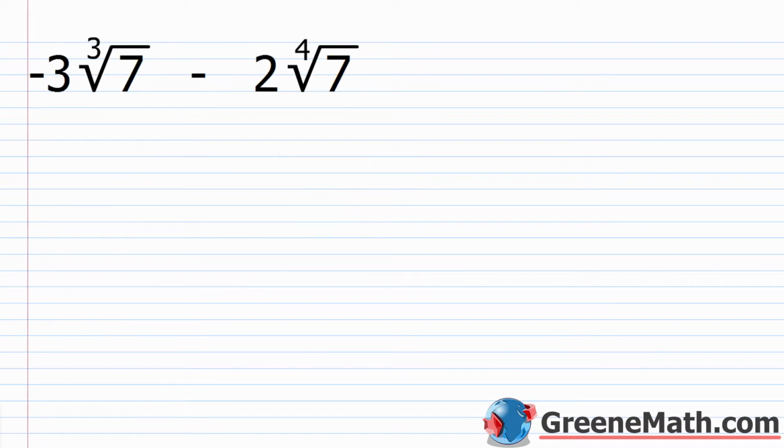All right, here's another example. We have negative 3 times the cube root of 7 minus 2 times the fourth root of 7. In this case, the radicand is the same. You've got a 7 here and a 7 here, but the indexes are different. This is a 3, a cube root. This is a fourth root. So these are not like radicals.